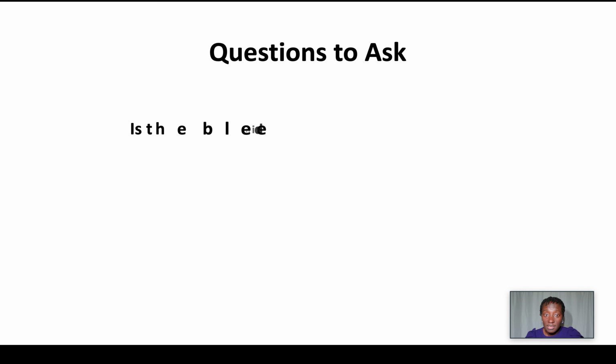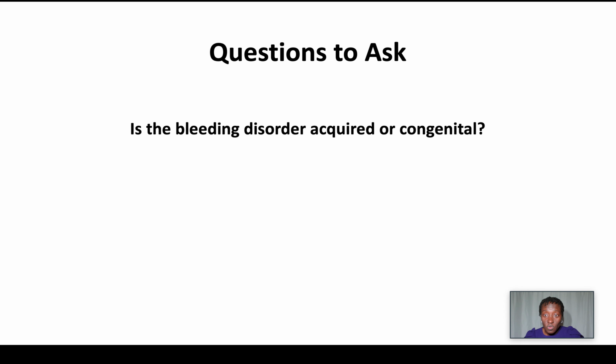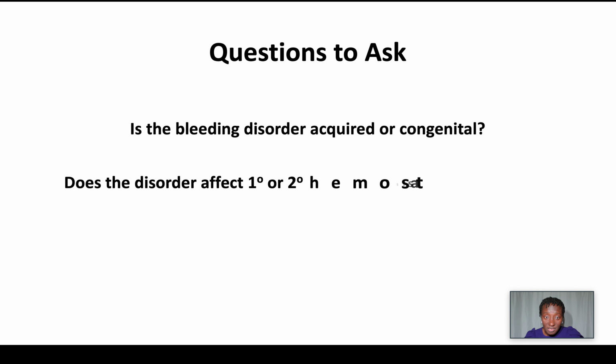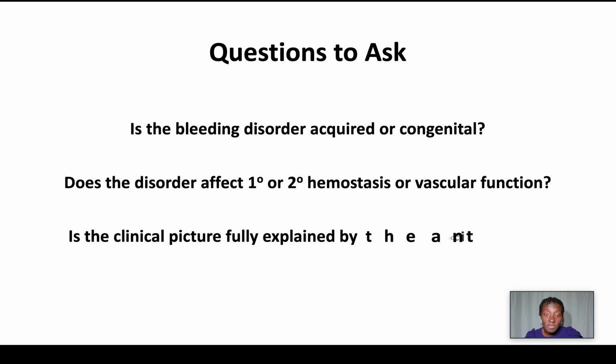All right, so one of the things I want you to think about in a patient like this is the bleeding disorder acquired or congenital? Does the disorder affect primary or secondary hemostasis or vascular function? Is the clinical picture fully explained by the anticoagulant alone? And in this case, we saw that it was not.